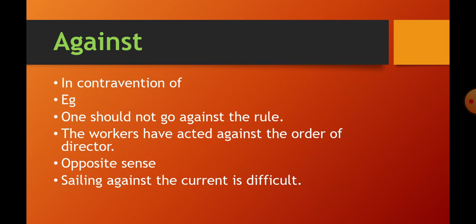Against, in contravention of. Example, one should not go against the rule. The workers have acted against the order of the director. That means the workers went against, beyond the order, or in contravention of the order. Opposite sense. Sailing against the current is difficult. That means we should go with the tide. As the situation is, we should also be like that.